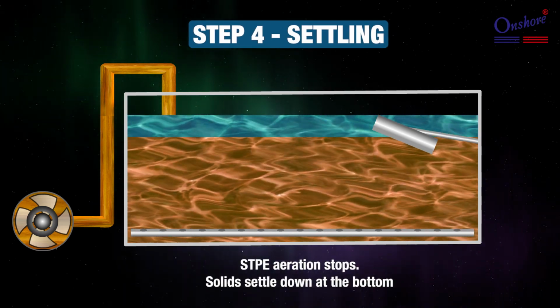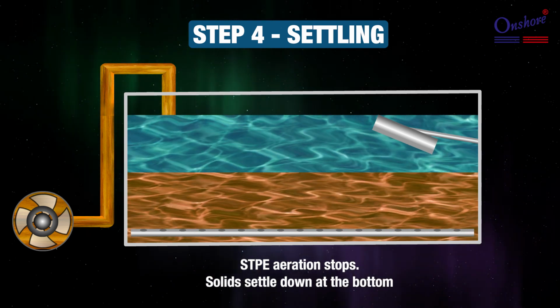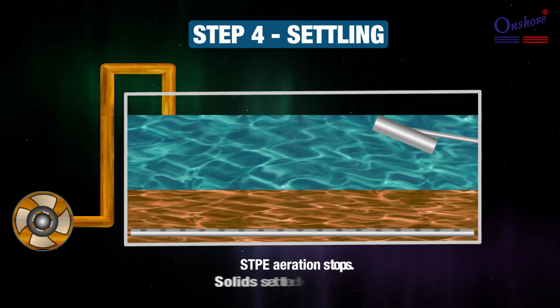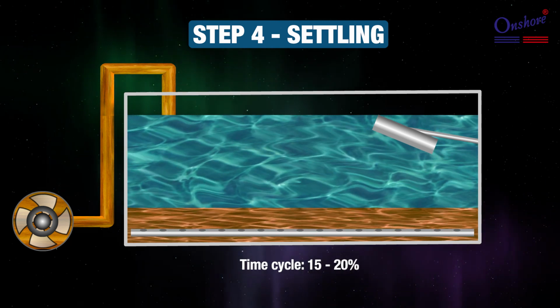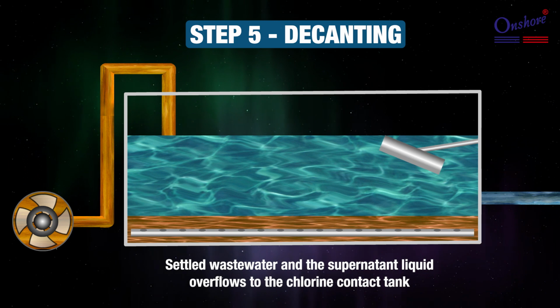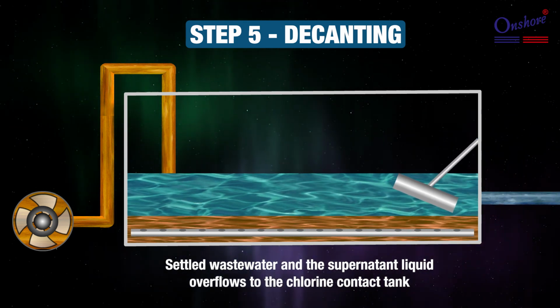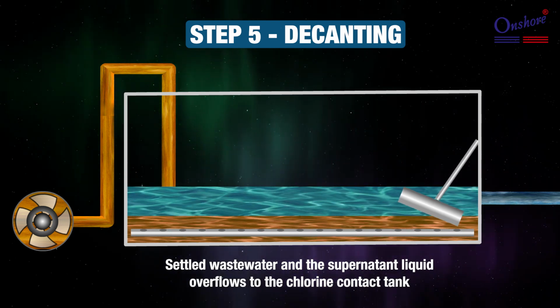Step 4 is the settling period, where solids settle down at the bottom. And in this, aeration stops. The time cycle is 15 to 20%. Step 5. The final step is decantation of the settled wastewater, and the supernatant liquid overflows to the chlorine contact tank.